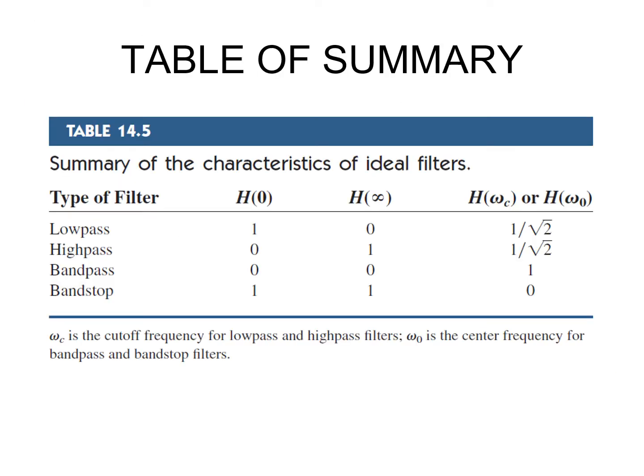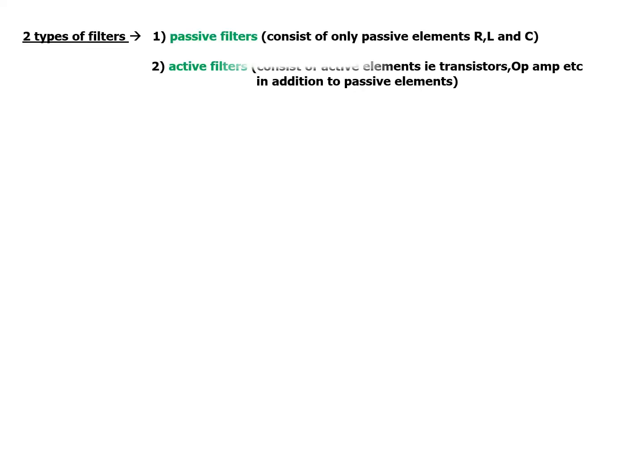This is the summary table, showing the types of filters: low pass, high pass, band pass, band stop, and also H at 0 and H at infinity. Right. So we're going to discuss two types of filters. One is passive filters, which only contain elements R, L, and C, which are passive, and the other is active filters, which consist of transistors and operational amplifiers, in addition to passive elements.